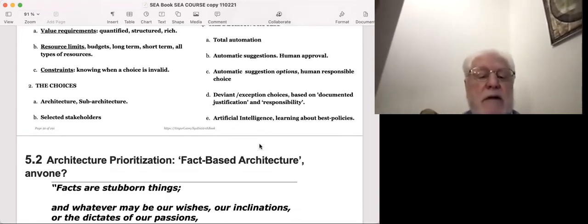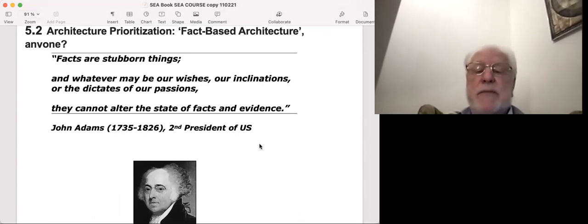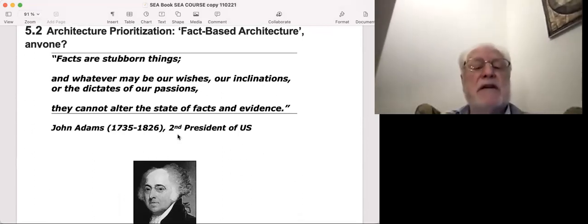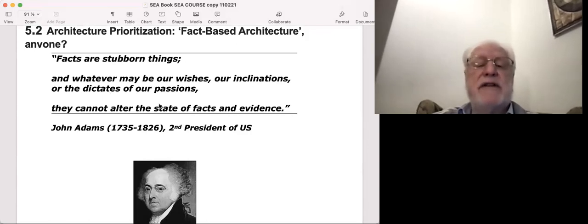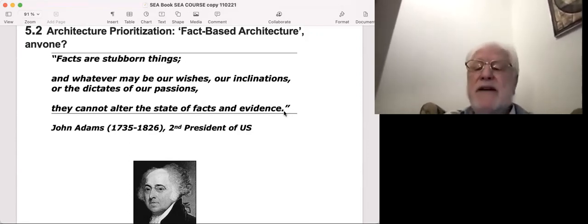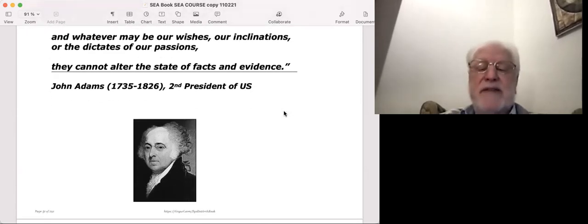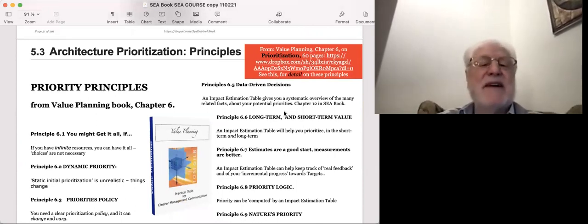Okay, so a lovely little quotation from the second president of the United States, John Adams: Facts are stubborn things, and whatever may be our wishes, our inclinations, or the dictates of our passions, they cannot alter the state of facts and evidence. Interesting. I'm going to have fun this evening looking at the evidence being presented in the Senate. Don't know about you. I spent all yesterday evening there.